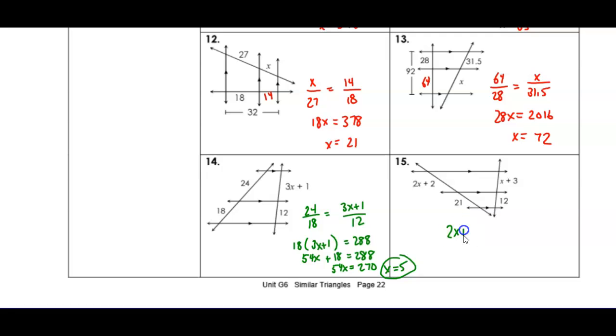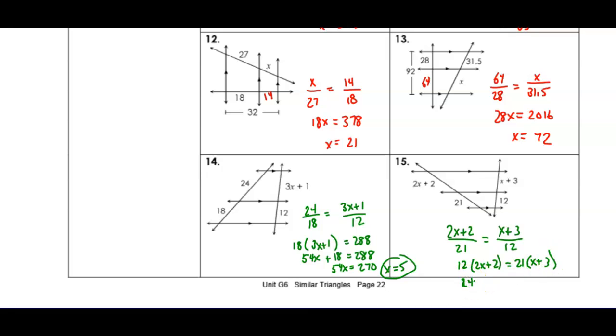You should have had 2x plus 2 over 21 equals x plus 3 over 12. And for all of these problems on this entire page, you could have had the reverse. You could have had these fractions upside down, and it would work out to the same exact answer. So the order that you write them doesn't matter as long as you stay consistent. So 12 times 2x plus 2 equals 21 times x plus 3. So just distribute and solve it.